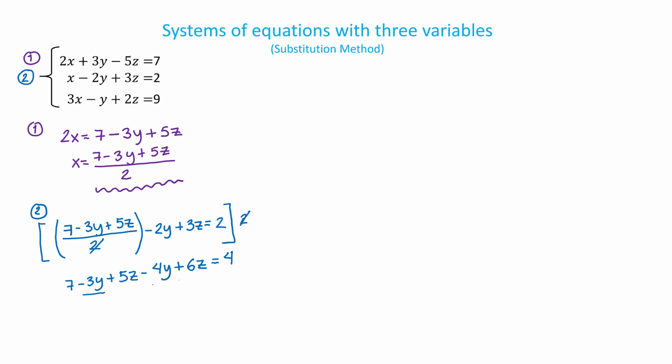Minus 3y and minus 4y are common terms, so I can add them. In this case, it's minus 3y minus 4y. I get minus 7y. Now I also have a common term here with 5c and 6c, so I can add them. Plus 5 plus 6 is 11c. Now equals 4. And then the 7 that I have here, I'm going to pass it to the other side as minus 7.